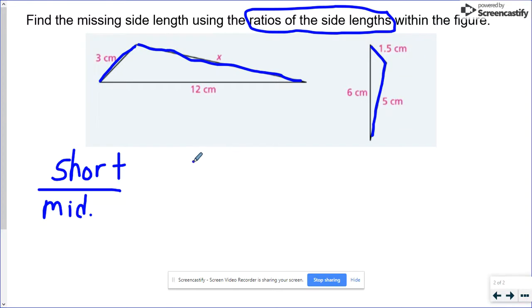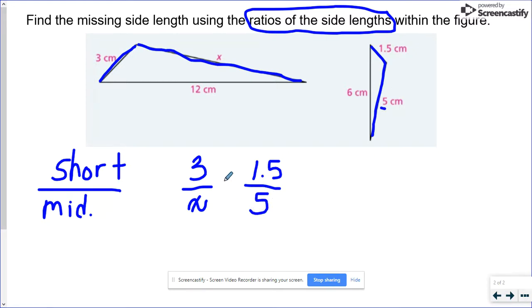All right. So I'm going to start with my large rectangle here, and I see that my short side, which is going to go on the top, is 3 centimeters, and my middle side is on the bottom. This is the one I don't know. This is my question mark. This is my X. Okay, I don't know what that equals yet. And then if I look at my ratio over here for my smaller triangle, the one that's similar, I see that my short side's 1 5/10, so 1.5. And my middle side is 5 centimeters.